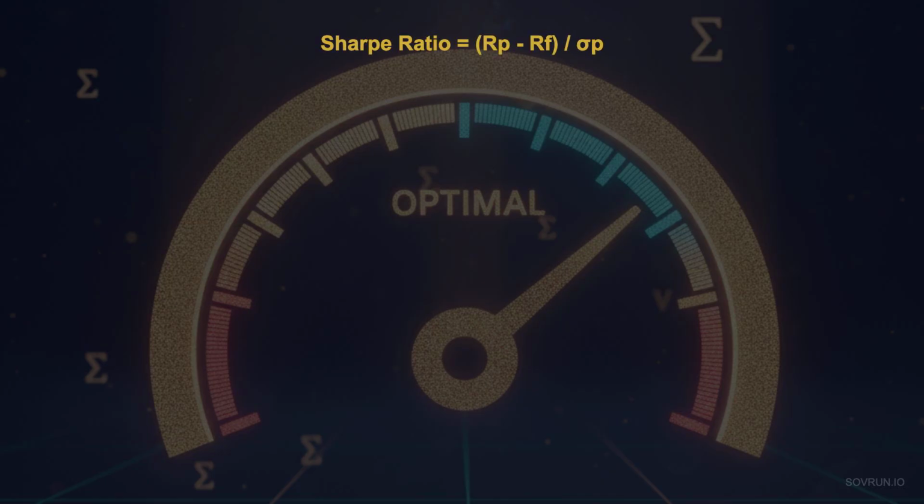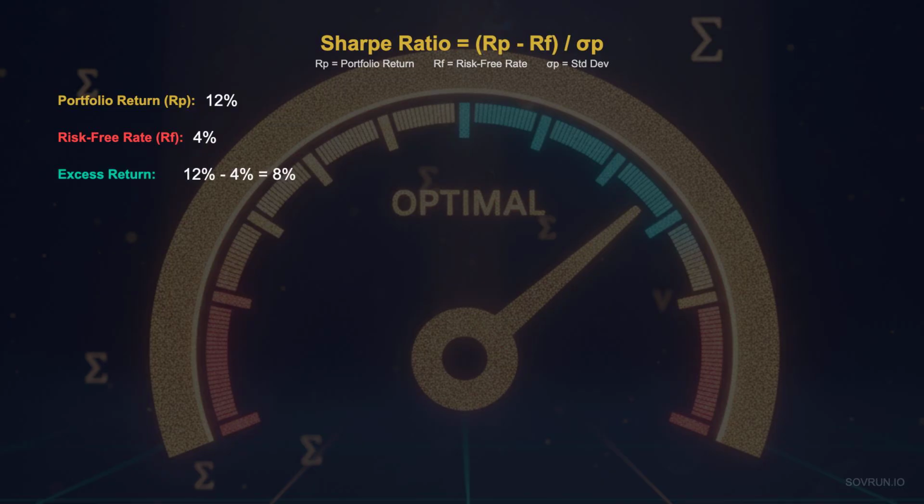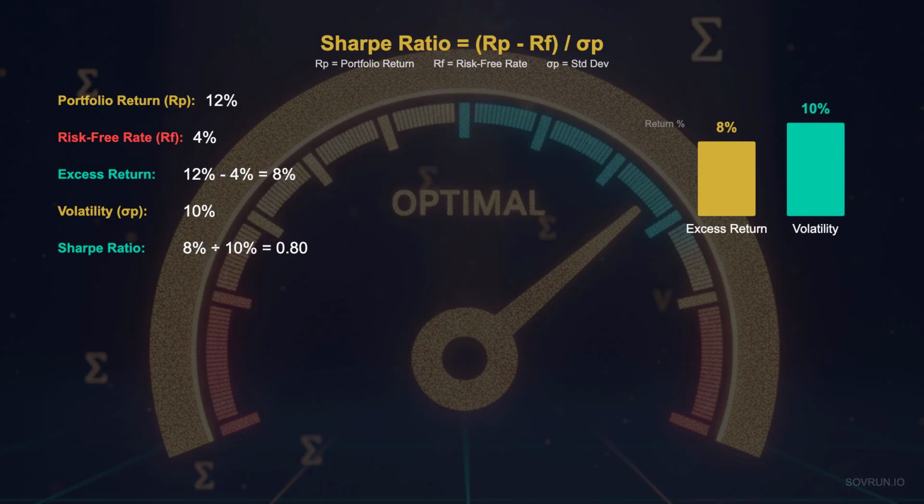Here's the formula. Sharpe Ratio equals your portfolio return minus the risk-free rate, all divided by your portfolio standard deviation. Let's walk through it. Say your portfolio returned 12%. The risk-free rate is 4%. Subtract them. 12 minus 4 gives 8% excess return. Your portfolio's volatility is 10%. Now divide 8% by 10%, and you get a Sharpe ratio of 0.80. Not bad. You earn 0.8 units of return for every unit of risk.